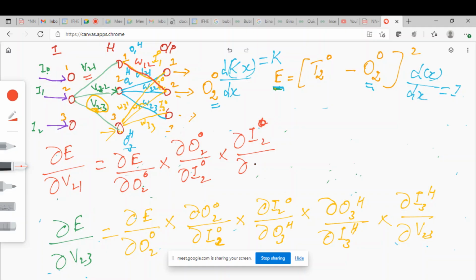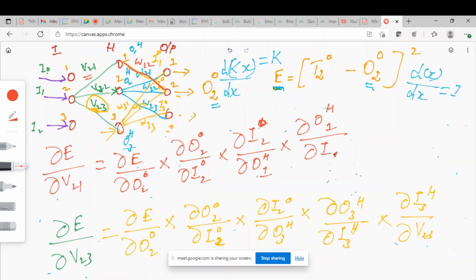Input of the... what should come here? See, the output of the first neuron of the hidden layer depends on what? Its own input. So what is here? I1 and I1H. V21. Okay, so this is how it should be solved.